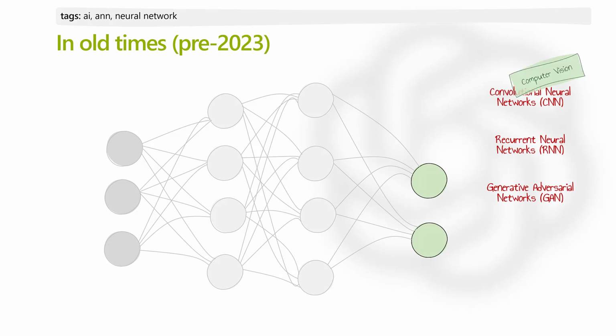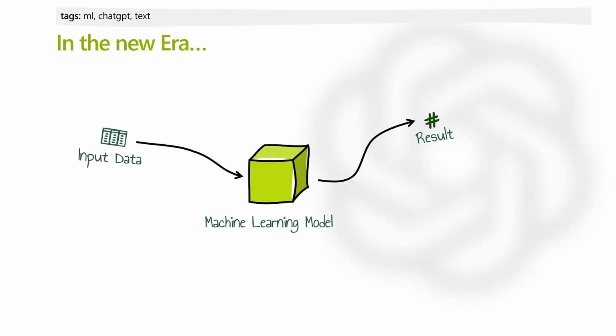Convolutional neural networks are mainly used to process images to allow a computer to determine what is included in an image file. Recurrent neural networks are used to process text. Lastly, generative adversarial networks are used to generate content. In this new era, you no longer have to create neural networks manually. You get a pre-developed machine learning model that you can provide some input data and get results as output.